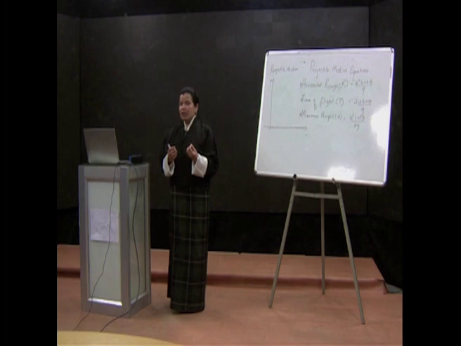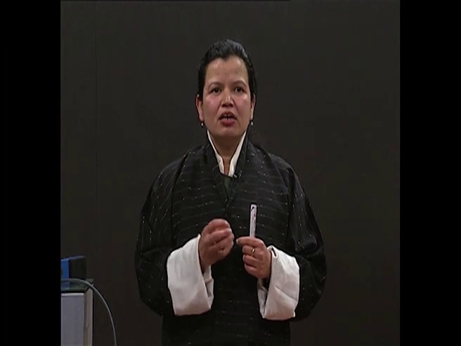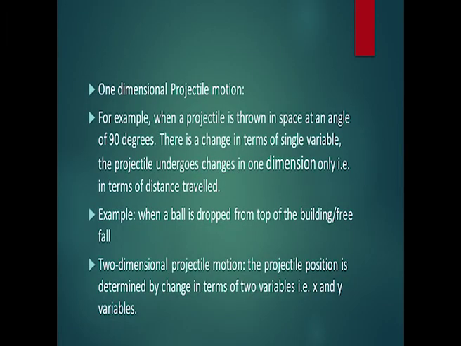What does it mean? Here, let's take an example. Let's throw a ball in the air at an angle of 90 degrees. We know what will happen. If you just send a ball or push a ball perpendicular to the ground, then you will see that it will trace back the same path, which simply means there will be change in terms of height only. That means the path will be a straight line. In such cases we can categorize the projectile motion as one-dimensional projectile motion.